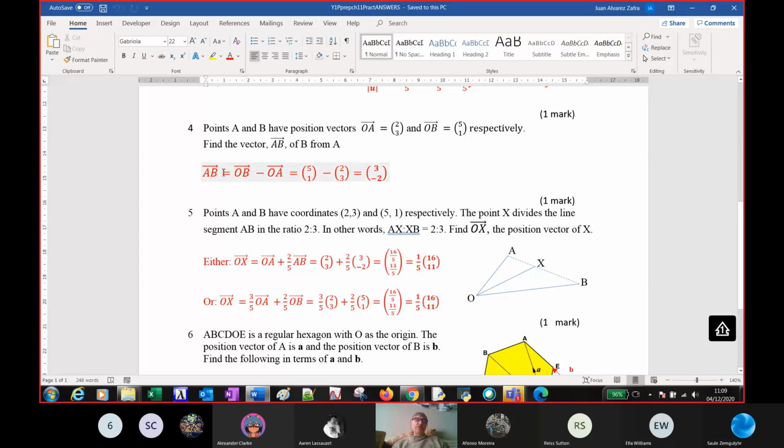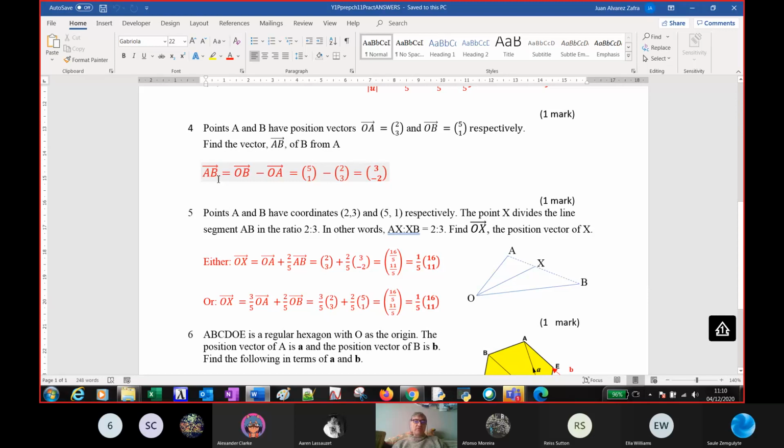If we want the vector of B from A, we actually want the vector that takes us from A to B. Just have a think about that. We want to get to B from A, so we start at A and we get to B. So the vector AB is the vector that takes us from A to B, and is also called the vector of B from A. So how do we get a vector from one point to another?